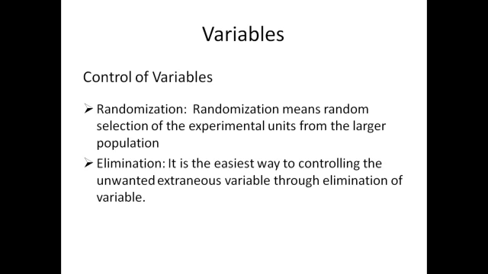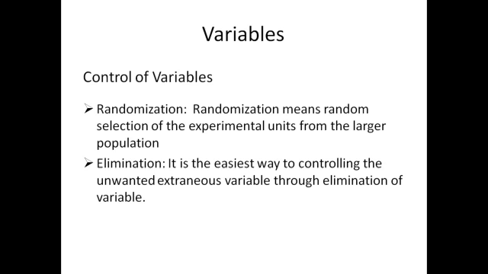Confounding variables operate in the experimental situation in addition to the independent variable and affect the dependent variable. It is therefore essential that confounding variables must be controlled. If the researcher fails to control the confounding variables, it results in a confounded experiment.